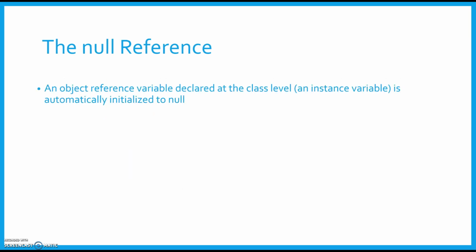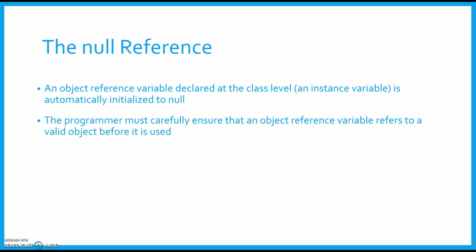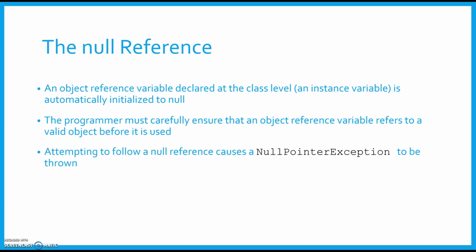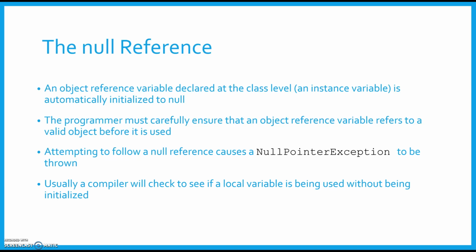An object reference variable declared at the class level as an instance variable is automatically initialized to null. The programmer must carefully ensure that an object reference variable refers to a valid object before it is used. Attempting to follow a null reference causes the null pointer exception error to be thrown. And usually a compiler will check to see if a local variable is being used without being initialized.